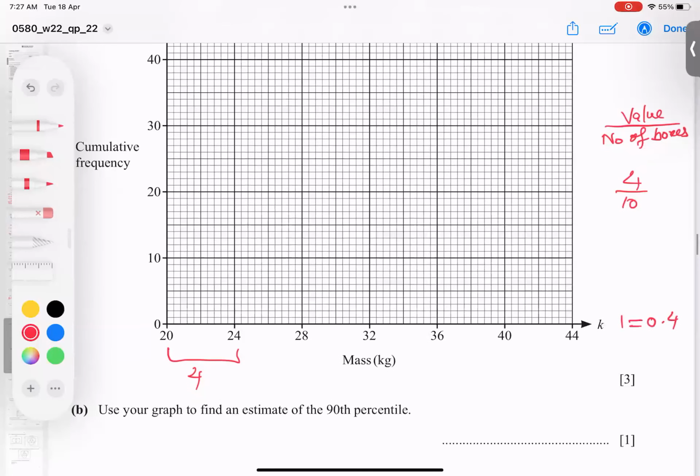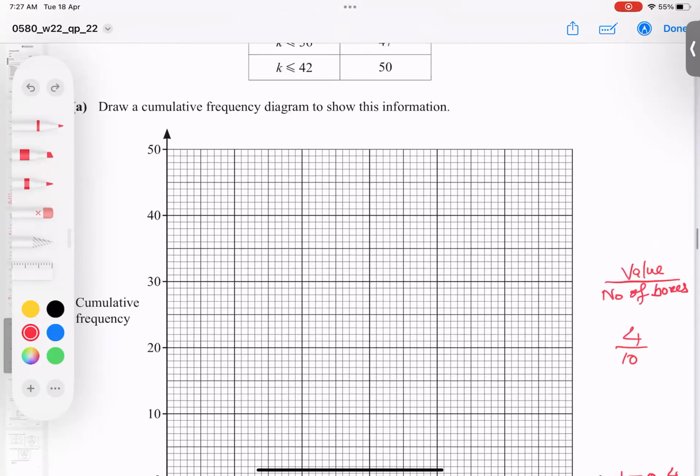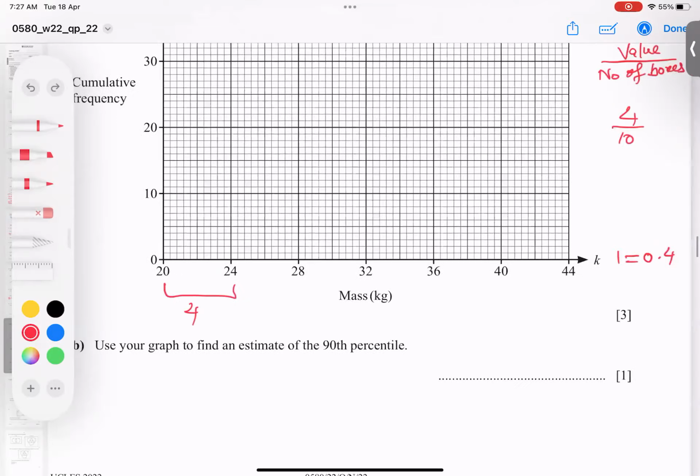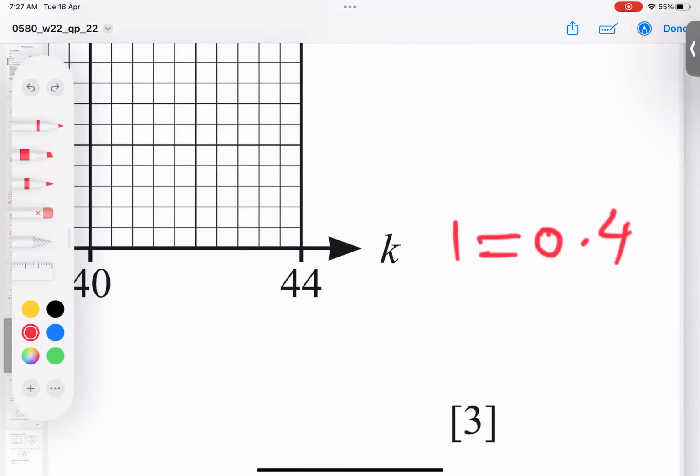Okay, but the problem is 0.4, wait a minute, 4 divided by 10, correct answer. But 0.4 values are not in the table. You see, all are whole numbers. So we check it. If I multiply by 2, I get 0.8.